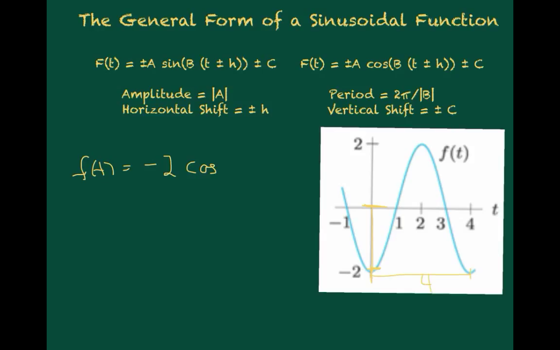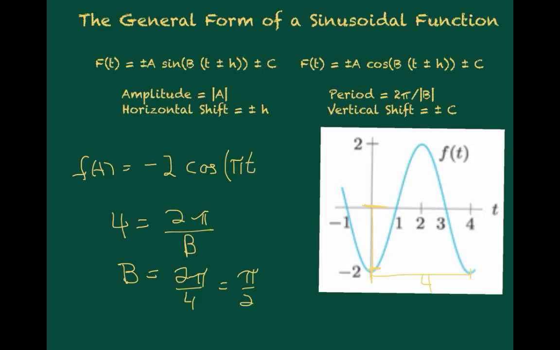So to determine b, I'll say that 4 equals 2 pi over b. Solving for b, I get b equals 2 pi over 4, which of course simplifies to pi over 2. All right, so in my parentheses I have pi over 2 t. Now since I decided to make this a cosine curve inverted instead of a sine curve shifted horizontally, I don't have to worry about a plus or minus h.